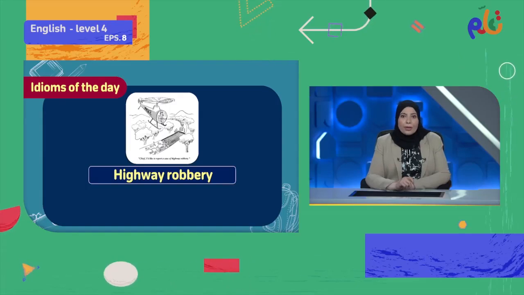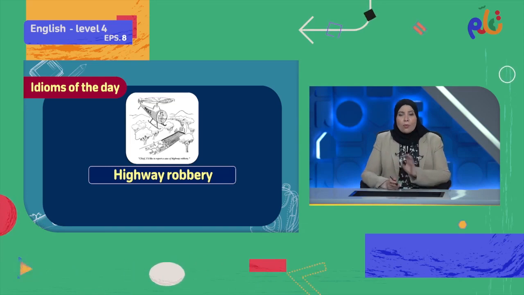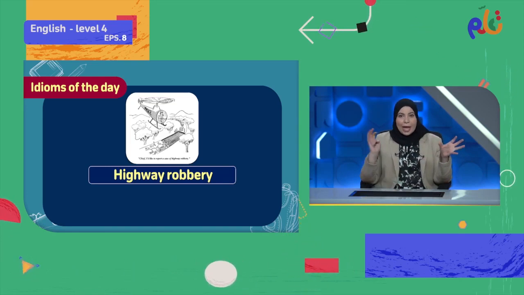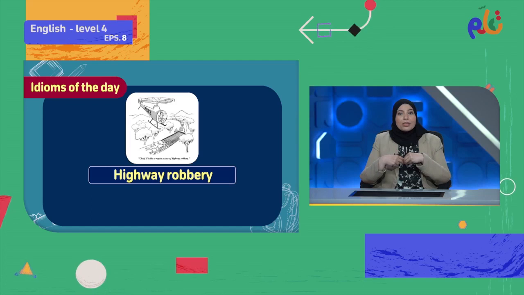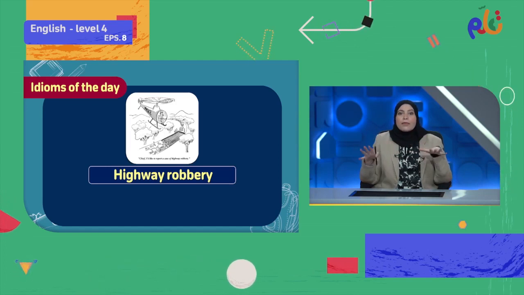The first idiom that we have for today is called a highway robbery. So here we have highway and robbery. When we put them together, they give a total different meaning from the words. A highway robbery is an idiom that we use when something is very expensive or much more expensive than it should be. So you feel that you're paying too much money, so you feel that you're being robbed.